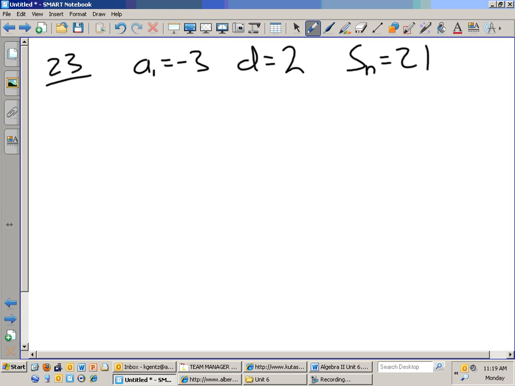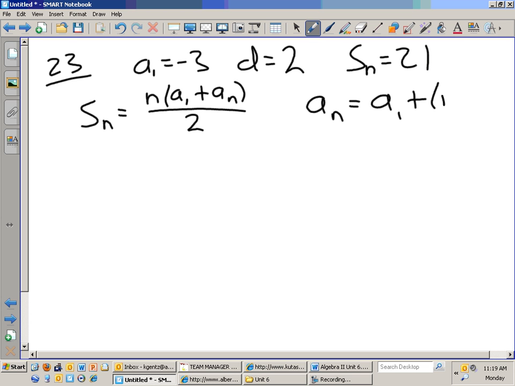Well, realize that we really have two formulas that we're able to work with. S sub n is equal to n times a sub 1 plus a sub n divided by 2. And I know that a sub n is equal to a sub 1 plus n minus 1 times your difference. Okay, so I want to be able to find n being the number of terms.